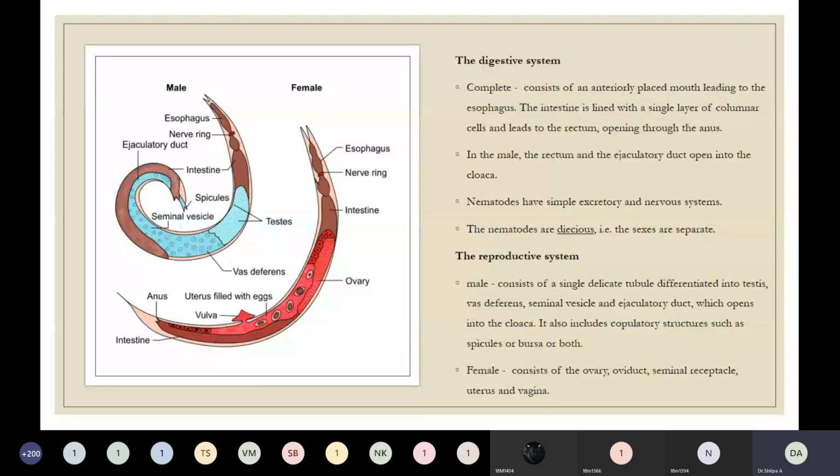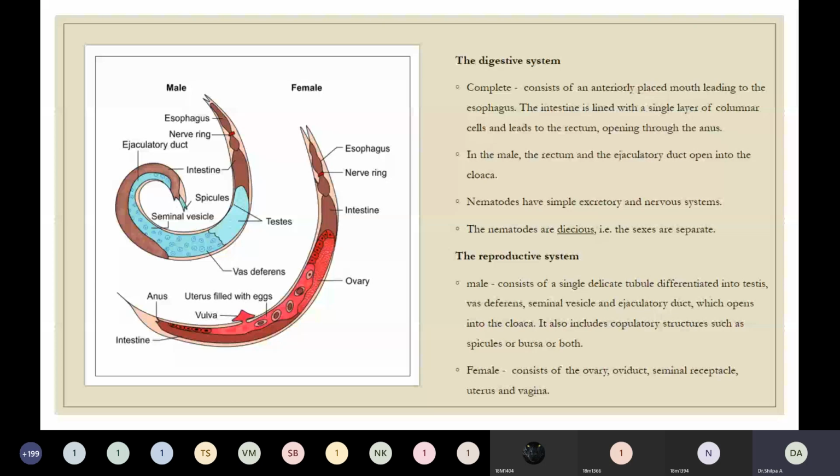Now coming to the digestive system. In the diagram, you can see the brown color structures inside the two worms. That is the digestive system. The nematodes have a complete digestive system. Anteriorly, you can see a mouth which leads to the esophagus, and then it continues to the intestine. The intestine has a single layer of columnar epithelial cells. That intestine leads to the rectum, which opens to the anus. In males, the opening for both the rectum and ejaculatory duct will open into a cloaca. That is the difference between male and female.